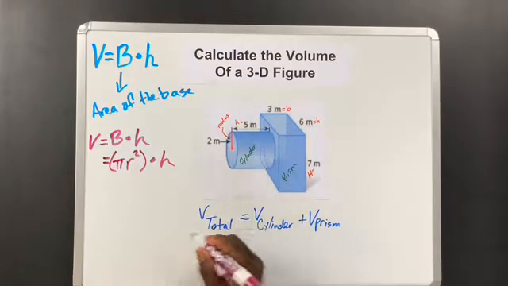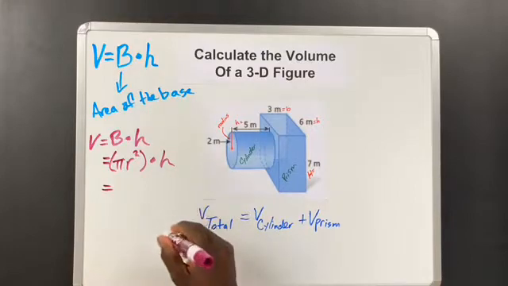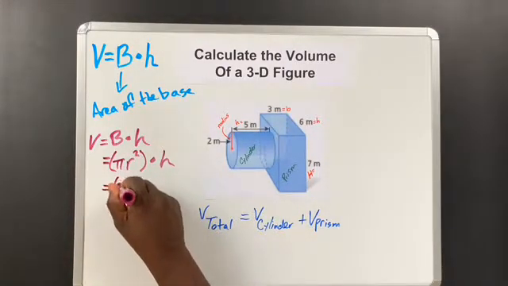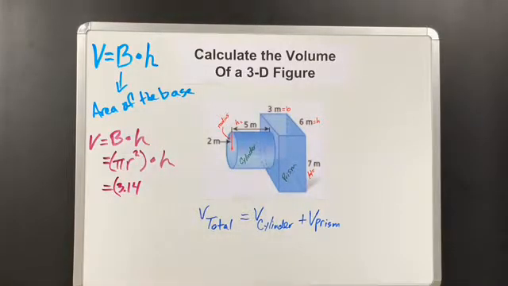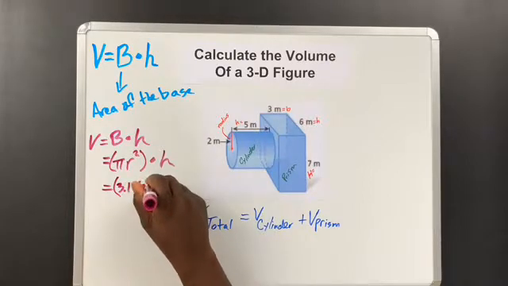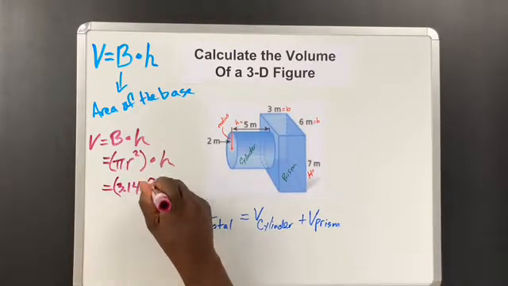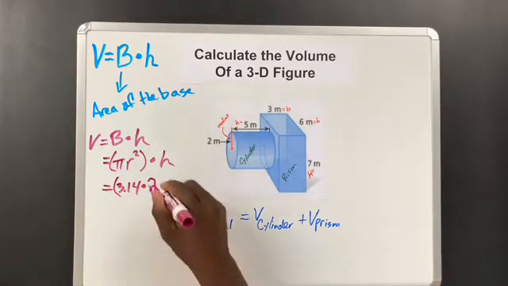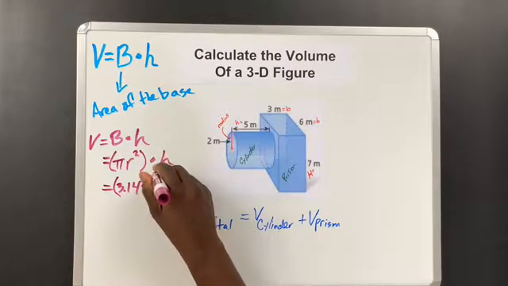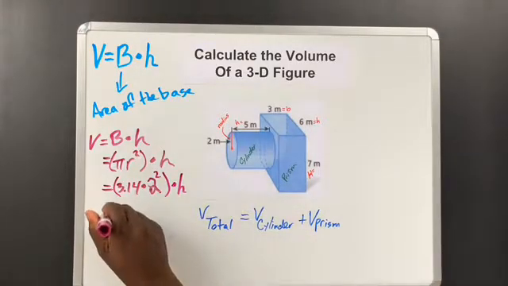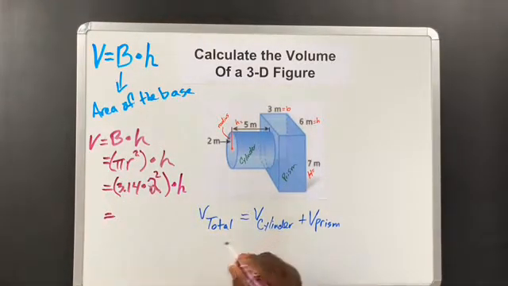Now, let's go ahead and start plugging in the numbers. So for pi, I'm going to use 3.14 times r squared. The radius is equal to 2. So I'm going to say times, there we go. Very good. And remember, that is squared times h. Now, let's go back and finish the problem.